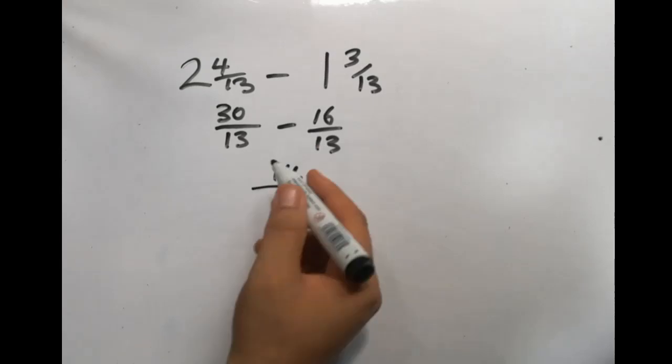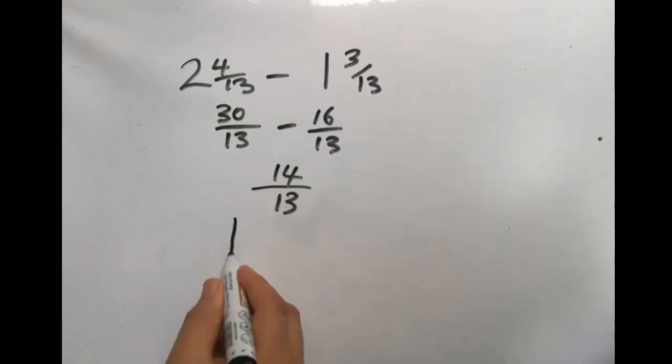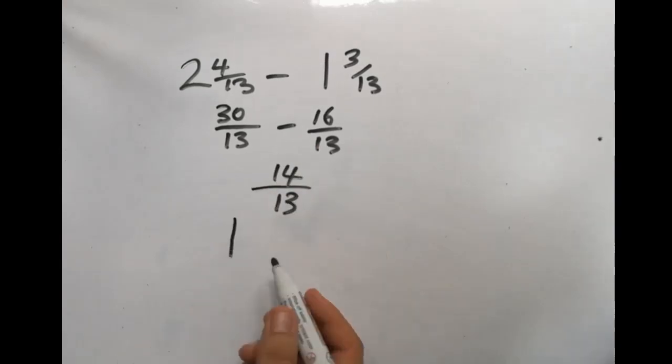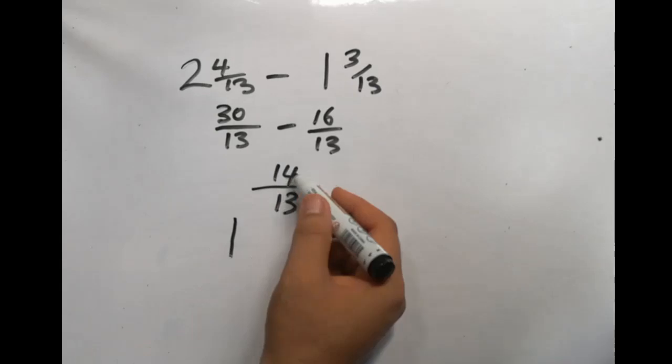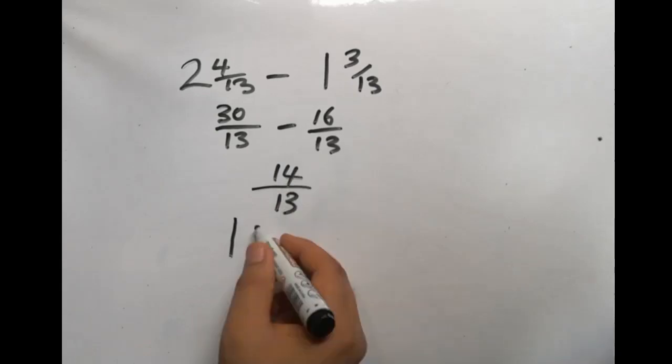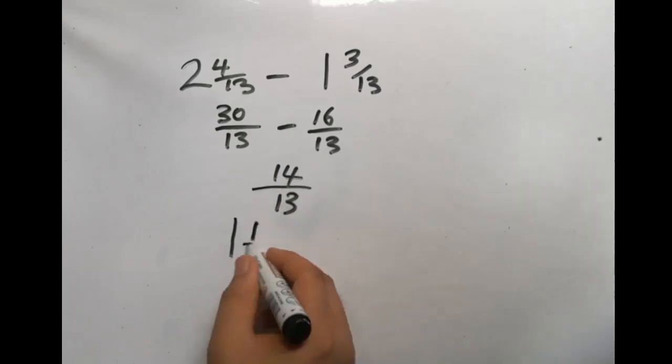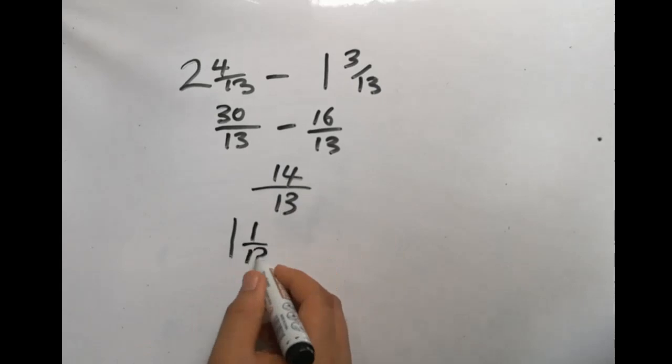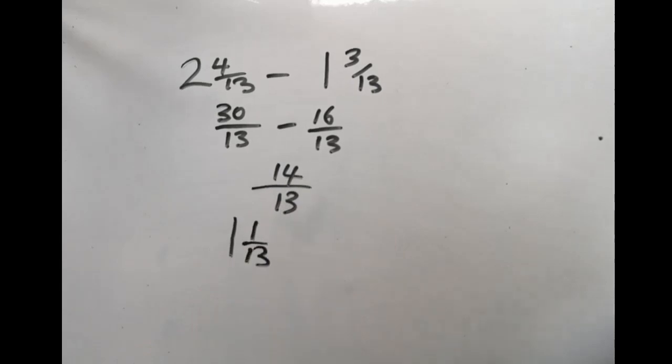13 into 14 will give us 1. That 1 becomes the whole number. It will remain 1. So the 1 becomes the new numerator over the 13, which will be constant. So we have 1 whole number, 1 over 13, in subtracting the mixed fraction.